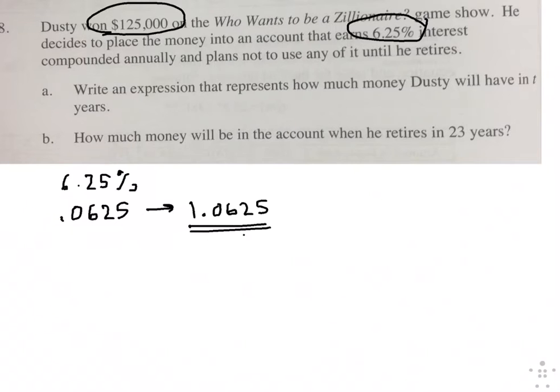So I have my initial value and my multiplier, so my equation is y equals the initial value, 125,000, times 1.0625 to the x, or t if you want to specify t, right, for time. Okay, so that's part A.